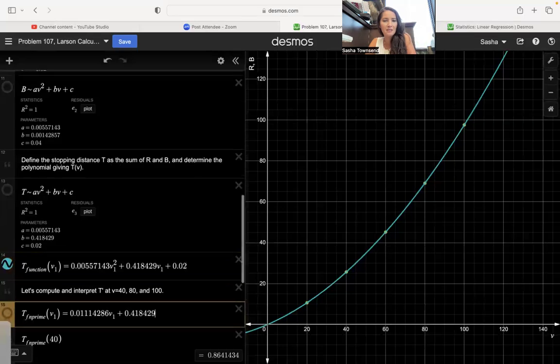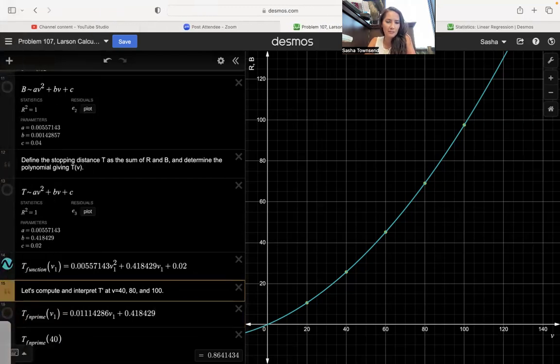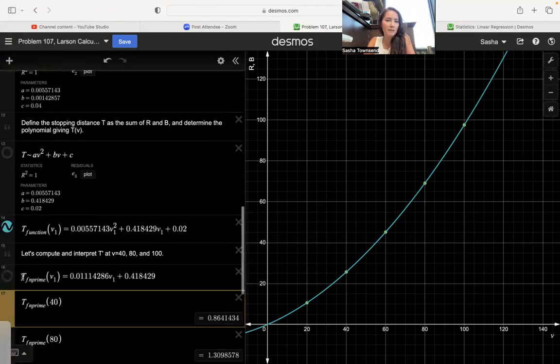And then it asks us to compute T prime at v equals 40, 80, and 100. Now to compute T prime, we could just take the derivative of this using our calculator if our calculator had that ability, but at least the way it is at the moment, I can't just type T sub function prime and have it give me the right answer.